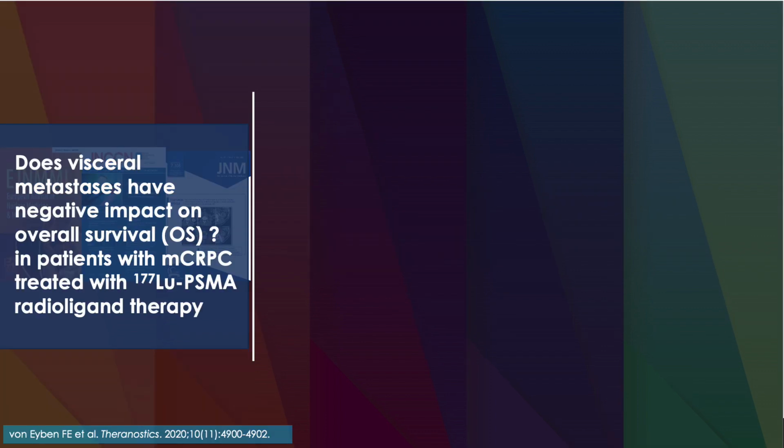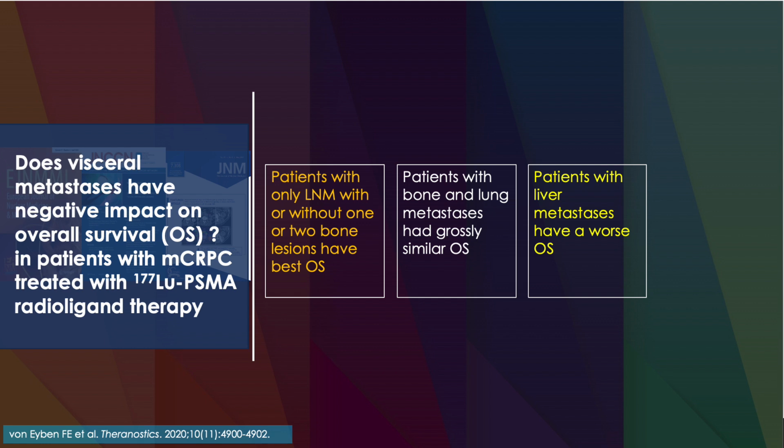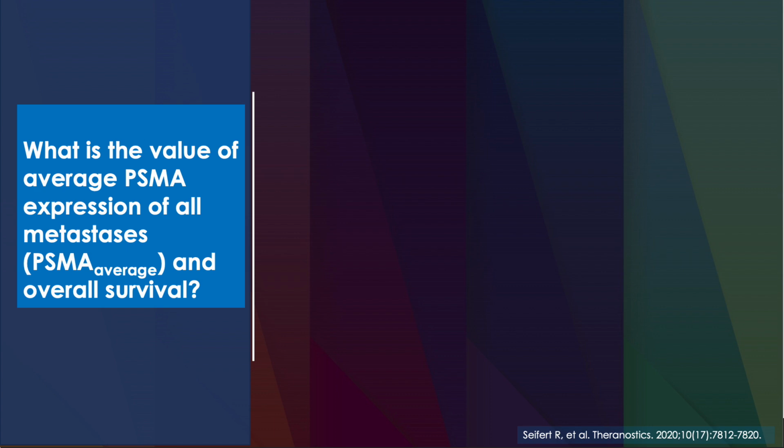Does visceral metastasis have a negative impact on overall survival of patients? The answer is yes. Patients with only lymph node metastasis, with or without one or two bone lesions, have the best overall survival. Patients with bone and lung metastasis grossly have similar overall survival. But again, patients with liver metastasis have worse prognosis. Patients with or without lung metastasis did not differ in overall survival. So in general, patients with liver metastasis have worse prognosis.